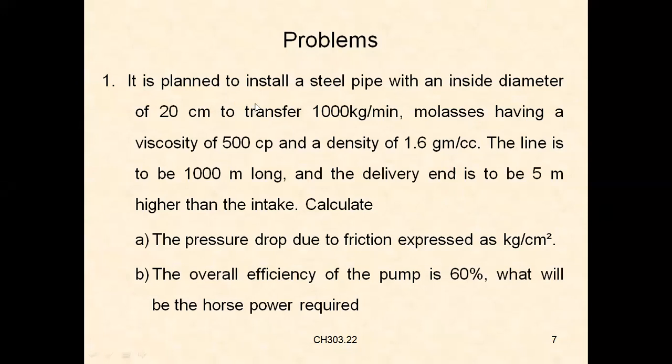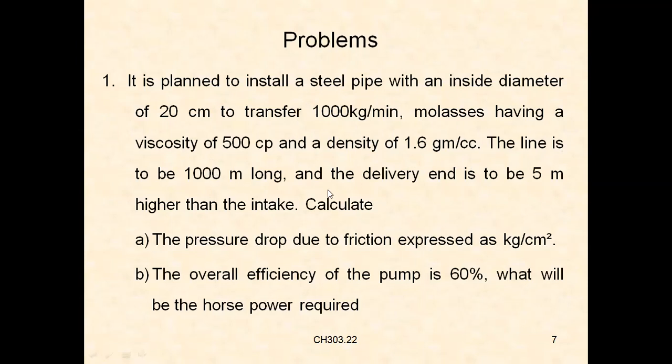So in this problem, it is planned to install a steel pipeline with an inside diameter of 20 centimeters to transfer 1000 kg per minute of molasses. 1000 kg per minute means the mass flow rate of molasses is given, having a viscosity of 500 cp and density of 1.6 gram per cc. The molasses viscosity and density are given.